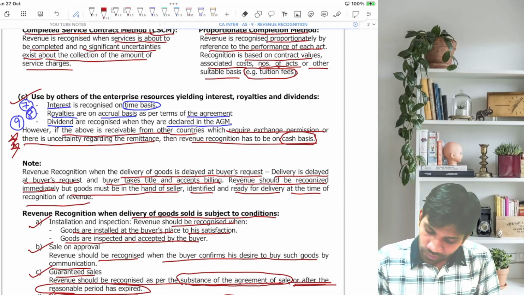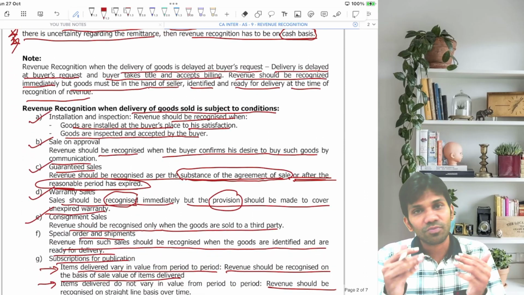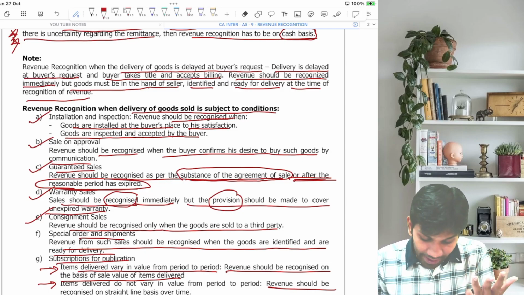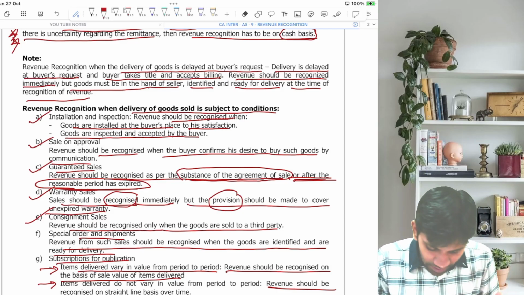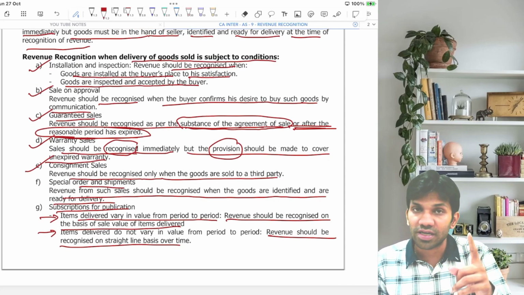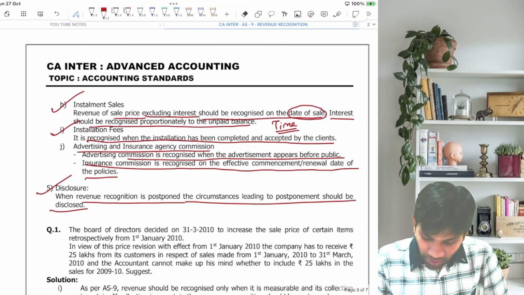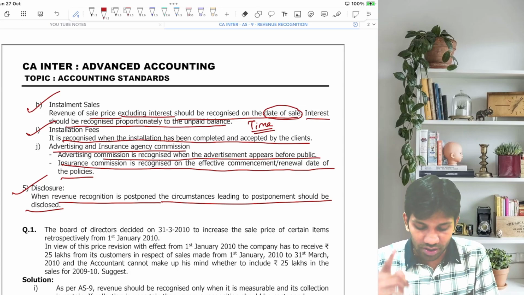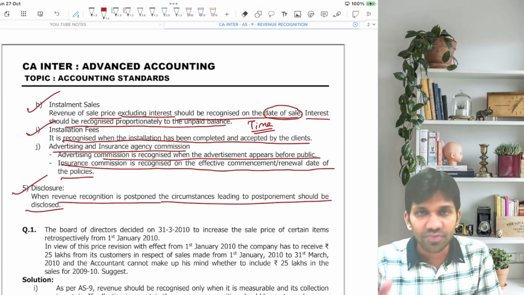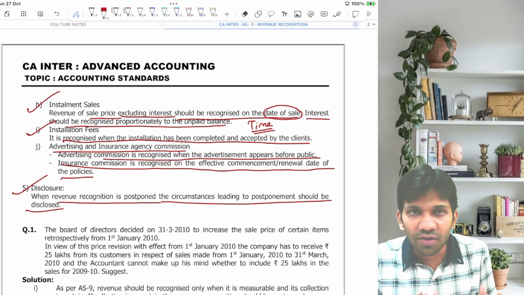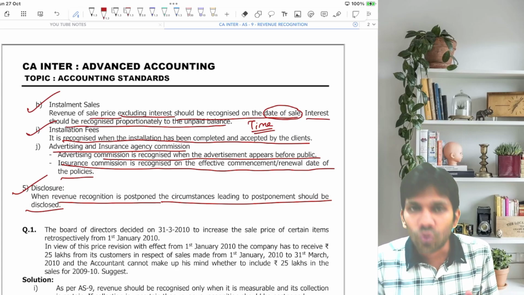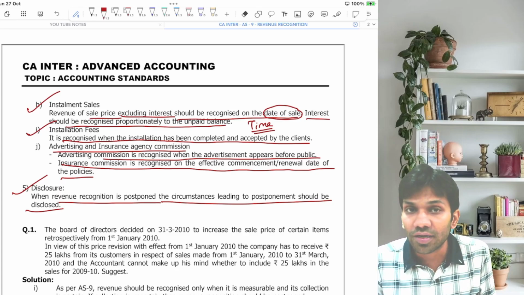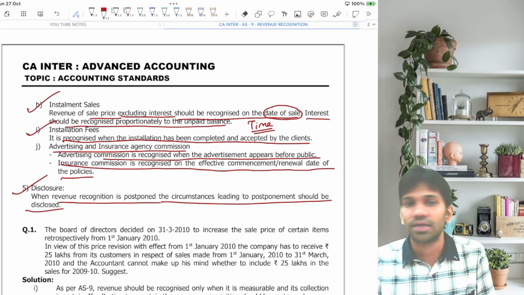Then there were small points: installation and inspection, sale on approval, guaranteed sales, warranty sales. I have explained it very well. Consignment sales, special order and shipments, publication and subscription, installment sales, installation fees, and advertisement and insurance agency commission. I hope it is very clear. Keep on referring to the accounting standard one time, two times. Remember the way I have taught you. Remember the way provisions need to be written. And next session we'll go with the illustrations.